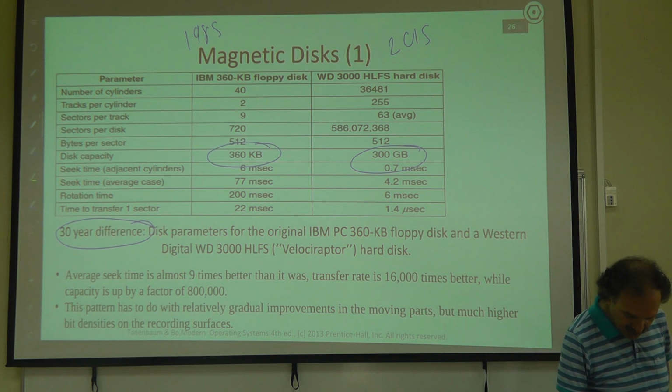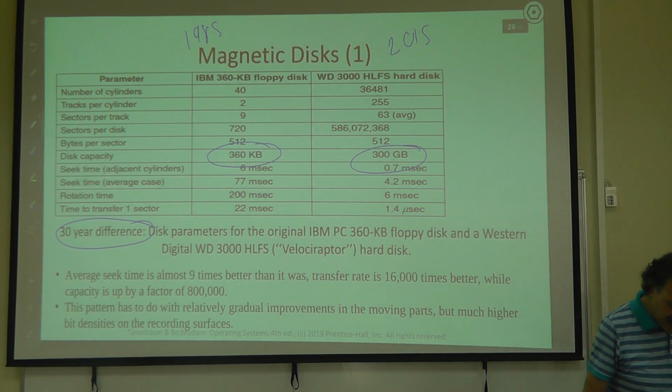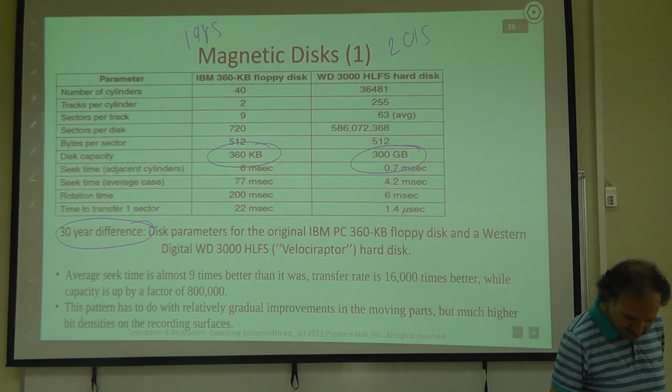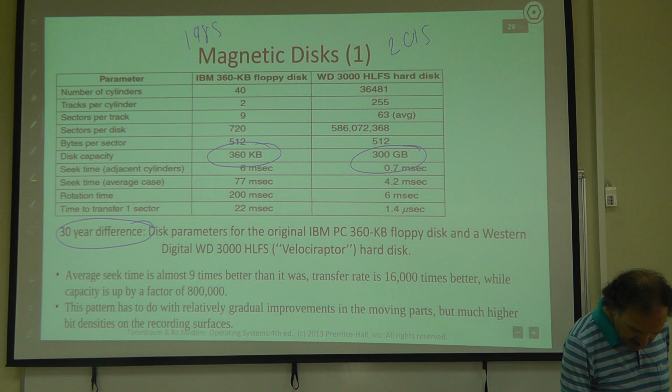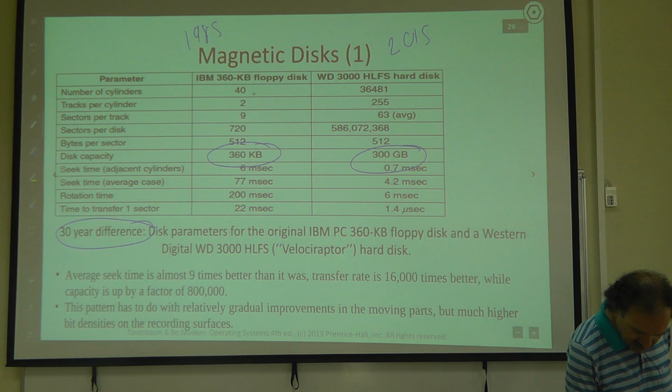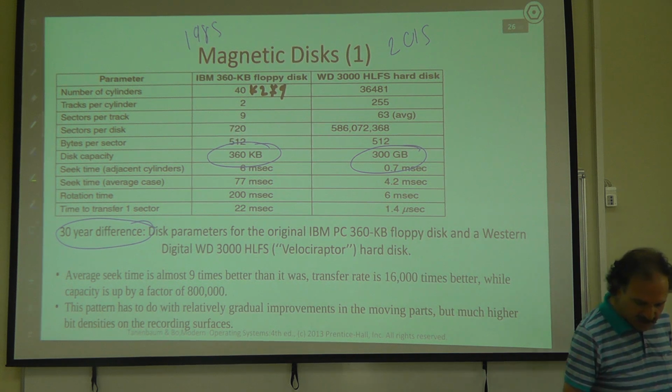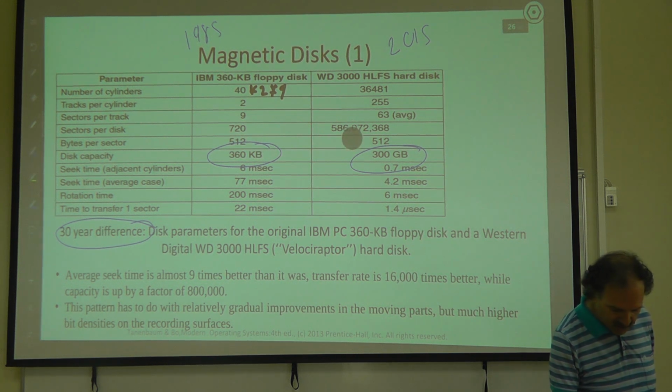This is the average. So sectors per disk. Test. So this is 40 times 2 times 9. 40 times 2 times 9 is 720. Sectors per disk. And this is the sectors per disk.